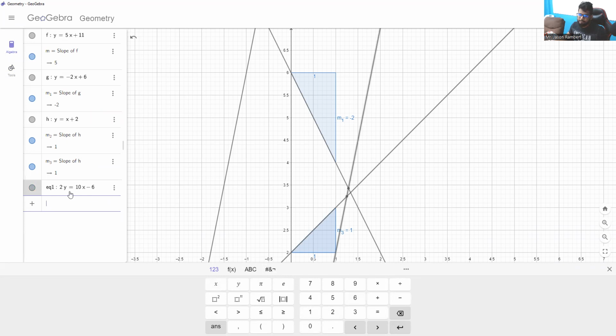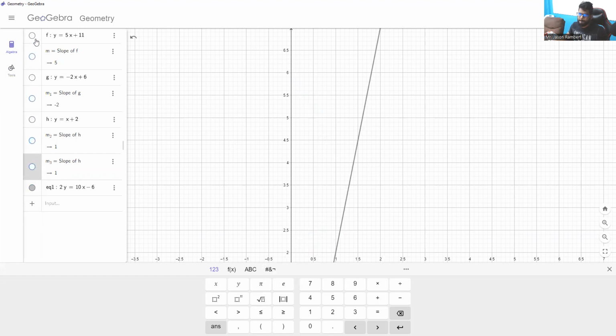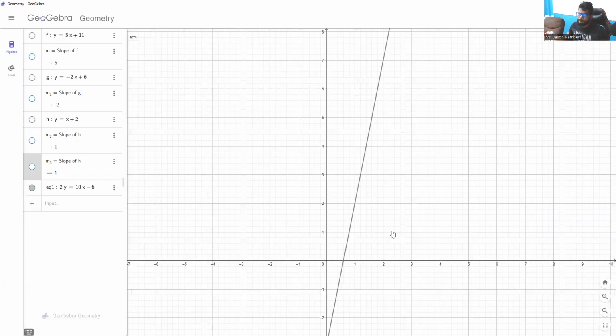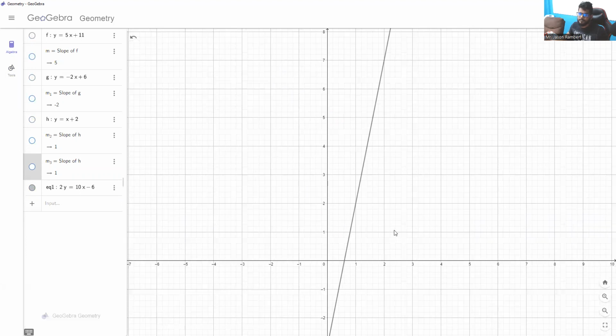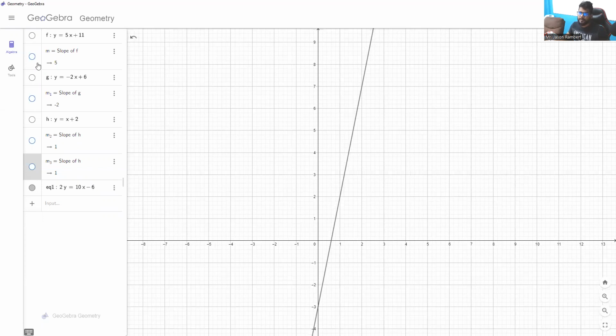What's the gradient of this line? 5. And what's the y-intercept? -3. Very good. Explain why. Because it is 2y, you have to make y the subject of the equation, which is y is equal to 10x minus 6 over 2. Very, very good.